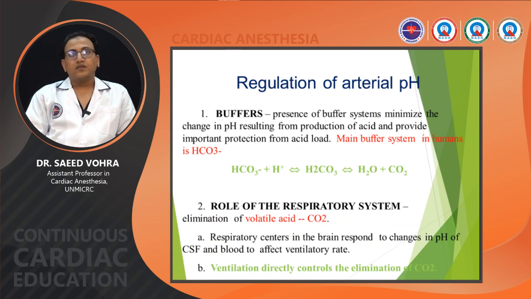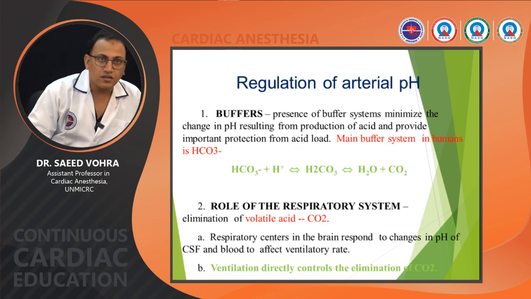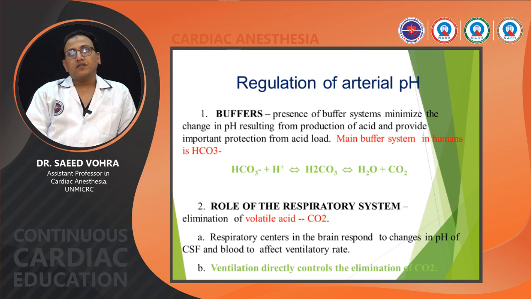Regulation of the arterial pH. The pH is regulated by buffers present in the system. The presence of buffer systems minimizes the change in pH resulting from production of acid and provides important protection from acid load. The main buffer system of the body is bicarbonate, which combines with H+ ions to form carbonic acid, which splits into H2O and CO2. The role of the respiratory system is the elimination of volatile acids like carbon dioxide. Respiratory centers in the brain respond to the change in pH of the CSF and blood to affect the ventilatory rate.